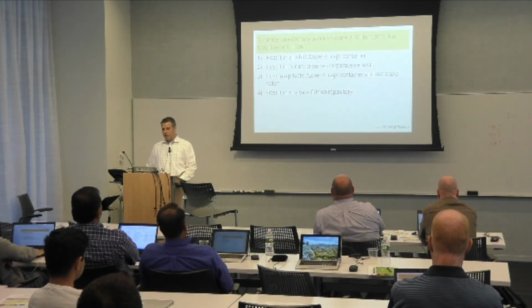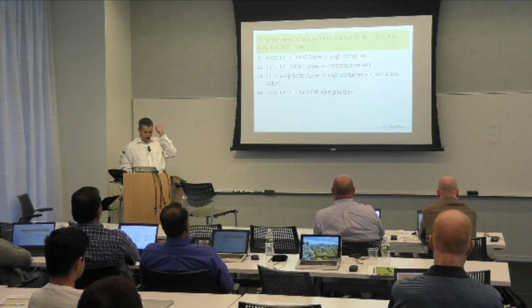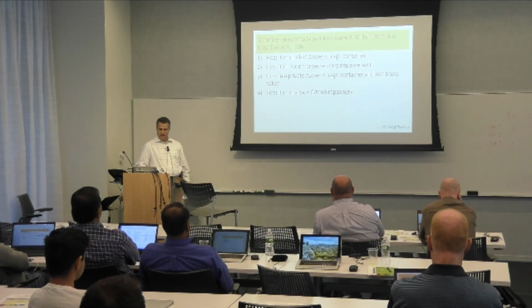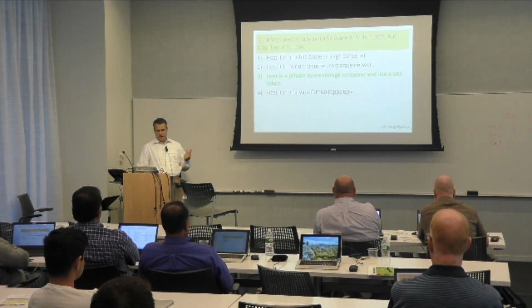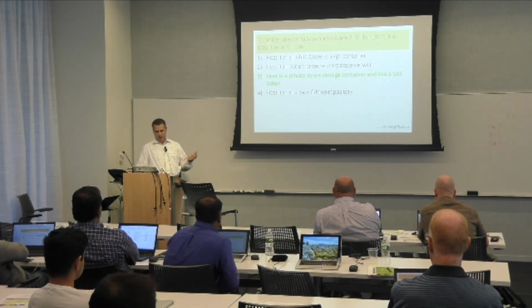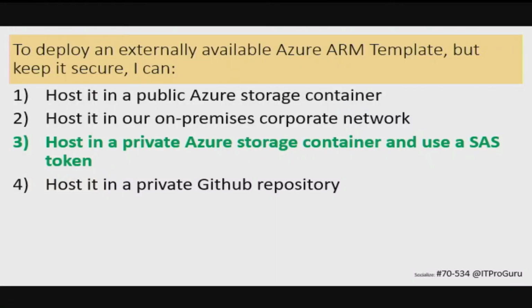To deploy an externally available Azure ARM template but keep it secure, this is something we really didn't get into, so I'll just show you the answer, which is a storage container. Because if I want to deploy an ARM template, or a sub template via nested templates, those need to be externally available. The tool that deploys the ARM templates needs to be able to reach that ARM template JSON file externally, like via a public internet-facing address.